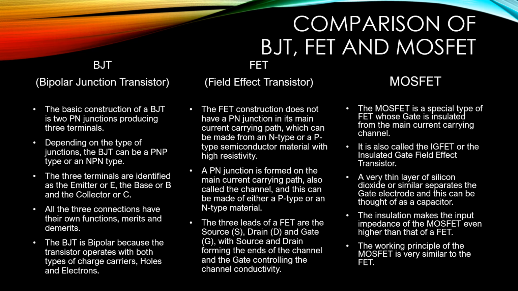Before we go to the conclusion, here is a comparison of BJT, FET, and MOSFET. The first one is the BJT or bipolar junction transistor. There are three terminals that are identified as emitter, base, and collector. For the FET or field effect transistor, there are also three terminals, but the terminals are source, drain, and gate. The difference between MOSFET and BJT and FET is that MOSFET is a special type of FET whose gate is insulated from the main current carrying channel. It is also called IGFET or insulated gate field effect transistor.